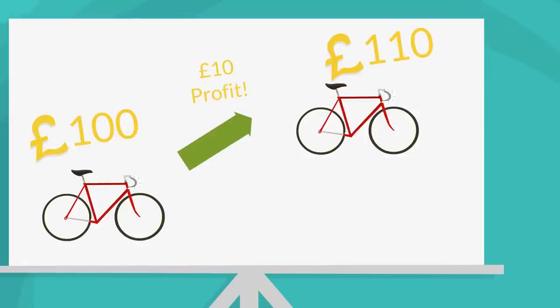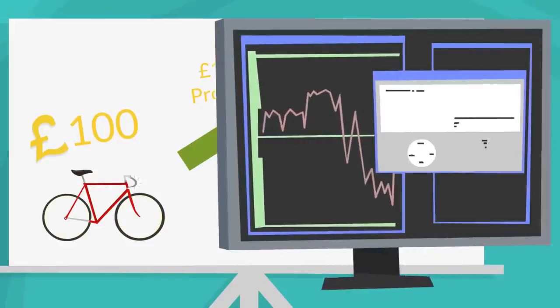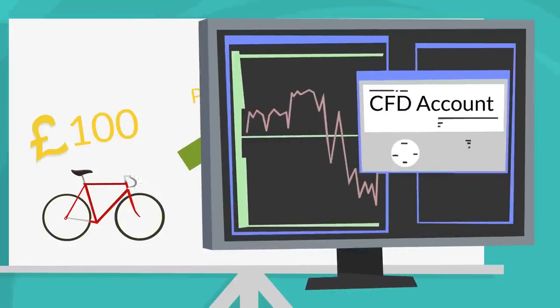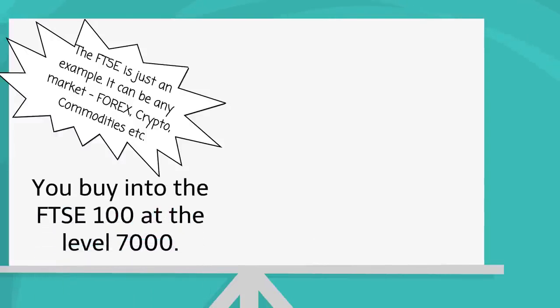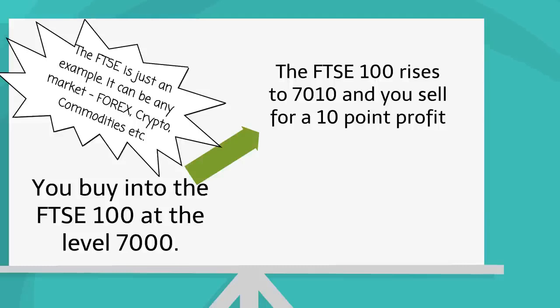There are lots of ways you can trade as a retail trader. One of the most common is through a CFD account or contract for difference account. Let's look at our bike example in a way that would be more realistic to a trader. We will use the FTSE 100 index for our example, but it is the same for any market, forex, crypto, commodities, stocks and shares, or whatever. Now, you think that the FTSE is going to rise in price. You buy into the market at the level 7,000. The FTSE then rises to 7,010 and you sell for a 10-point profit.